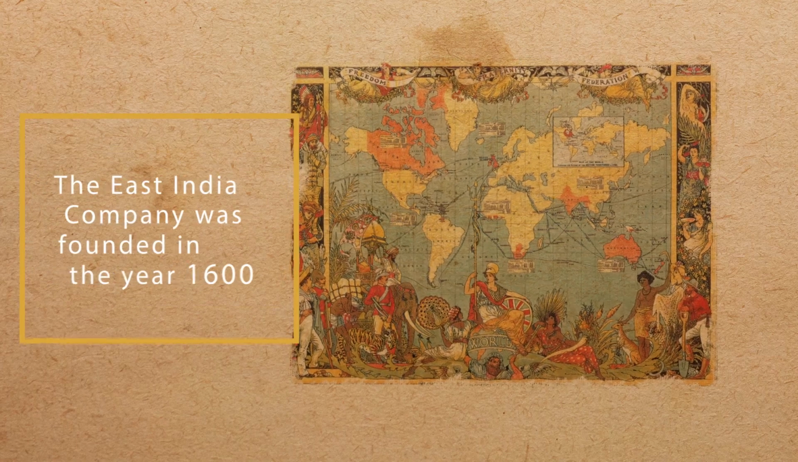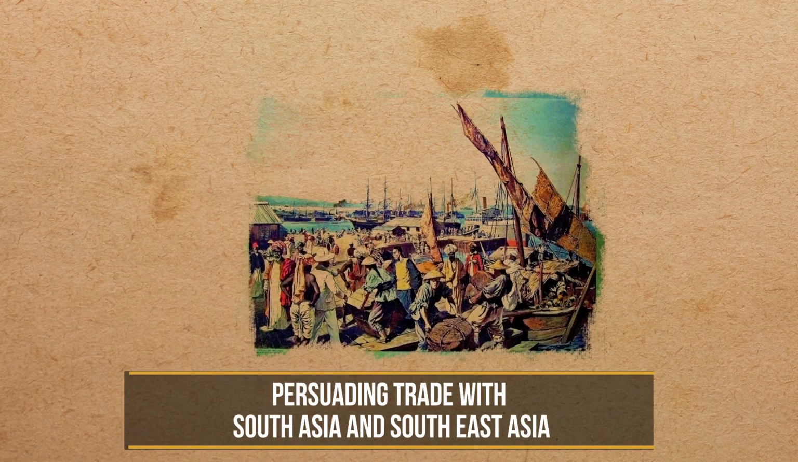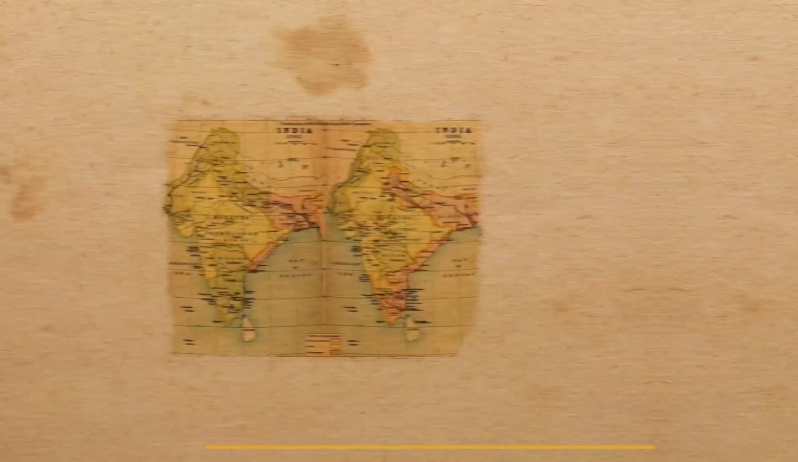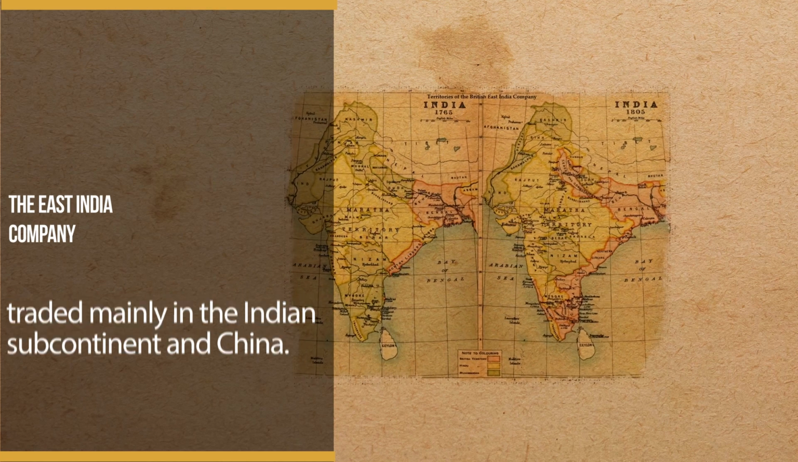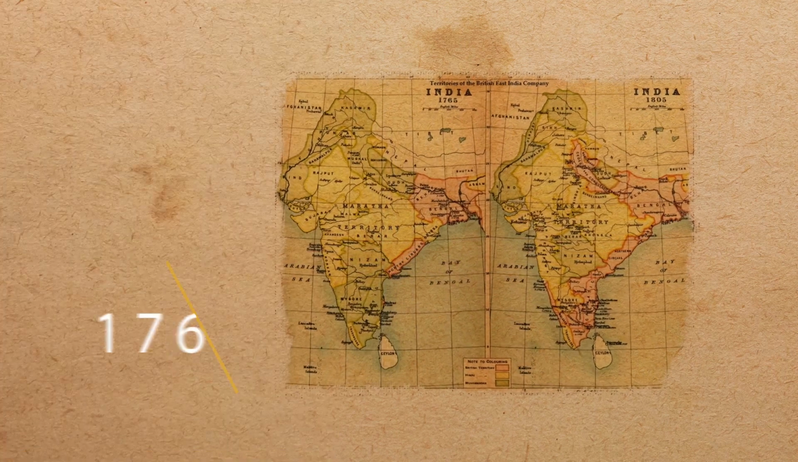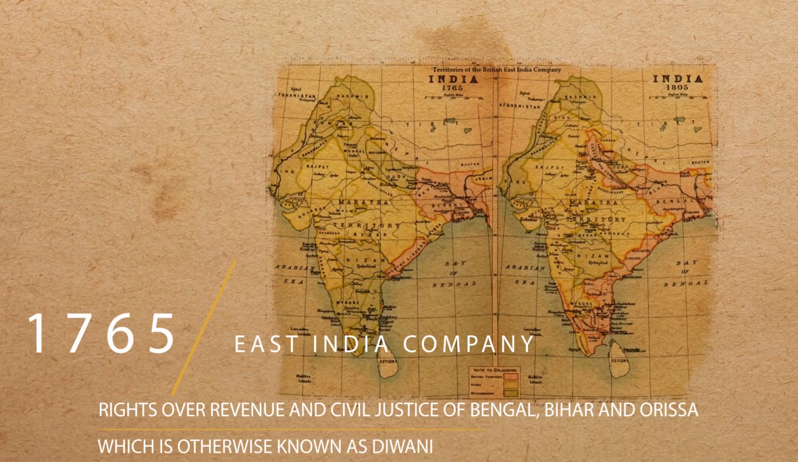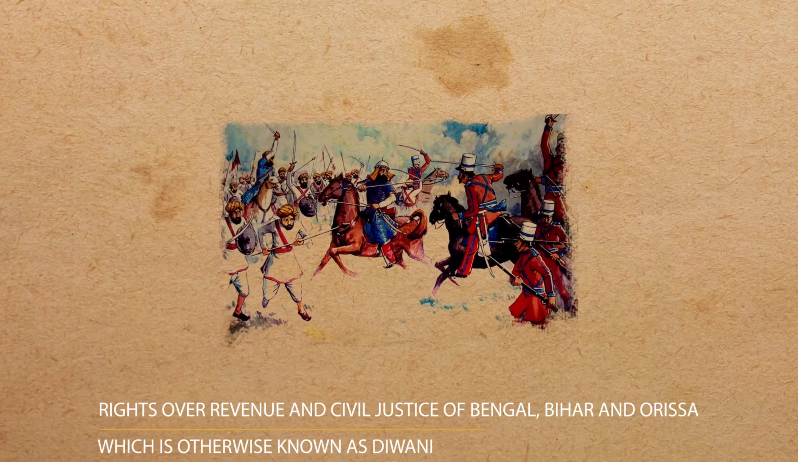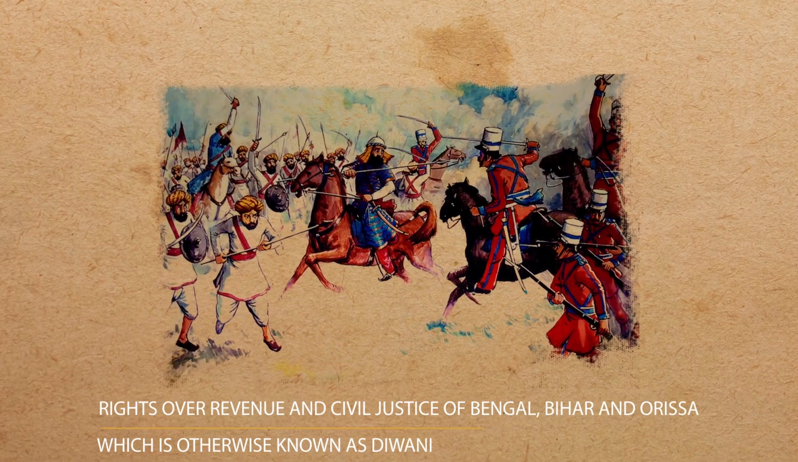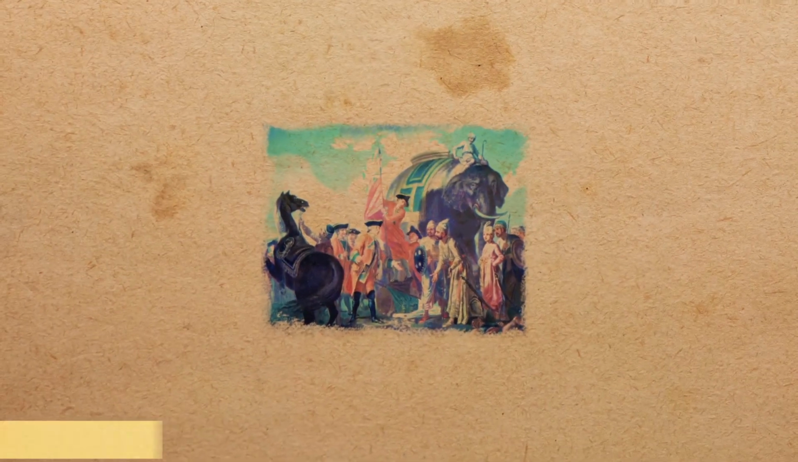The East India Company was founded in the year 1600 for pursuing trade with South Asia and Southeast Asia. But the East India Company traded mainly in the Indian subcontinent and China. In the year 1765, the East India Company obtained rights over the revenue and civil justice of Bengal, Bihar, and Orissa, which is otherwise known as Diwani.